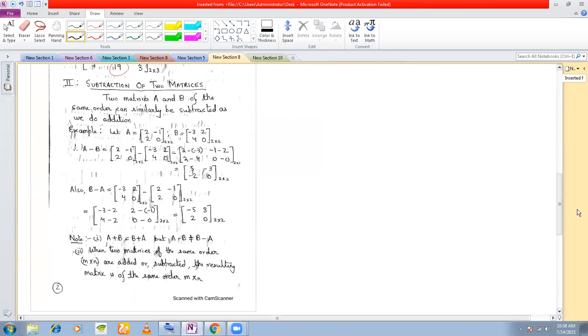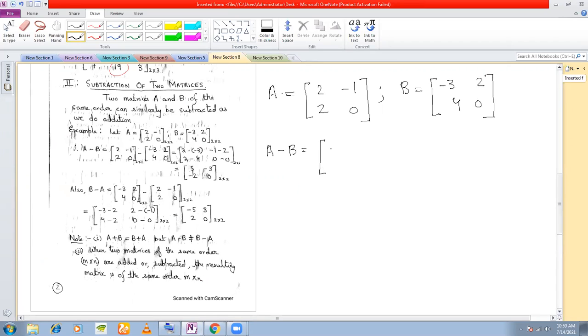Next, we come to subtraction of matrices. Subtraction is carried out in a similar manner as addition. If I take the matrix A as 2, minus 1, 2, 0, and if I take the matrix B as minus 3, 2, 4, 0, then I can find A minus B as 2, minus 1, 2, 0 minus minus 3, 2, 4, 0. You can subtract the two matrices.